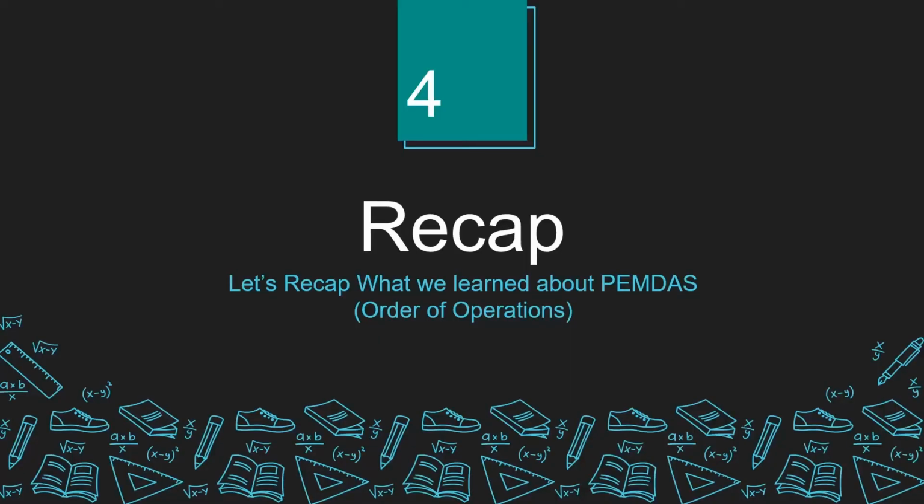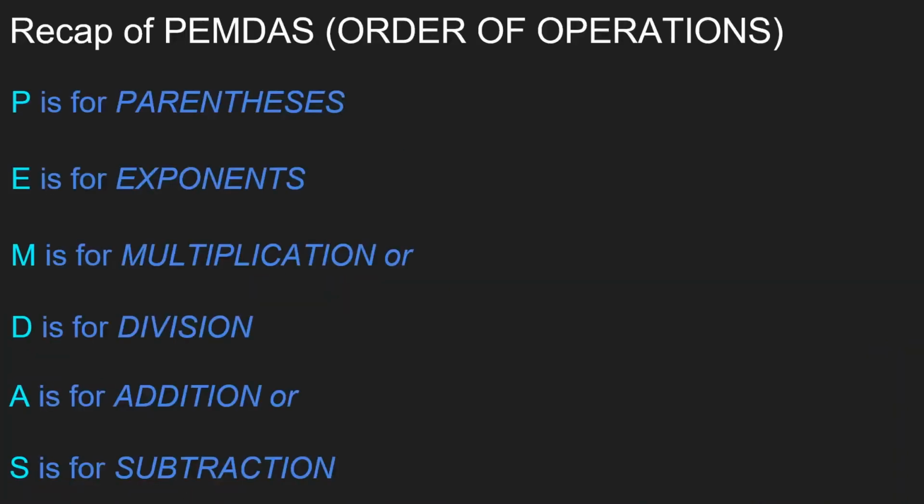Number 4, recap. Let's recap what we learned about PEMDAS, aka order of operations. Remember that P is for parentheses, E is for exponents, M is for multiplication or D is for division. A is for addition or S is for subtraction.